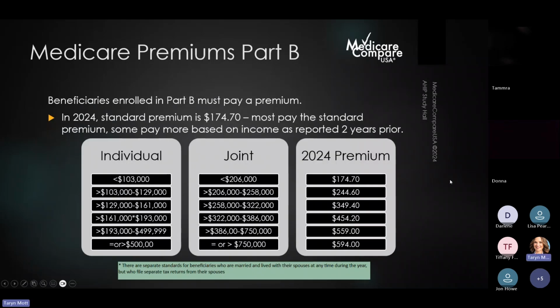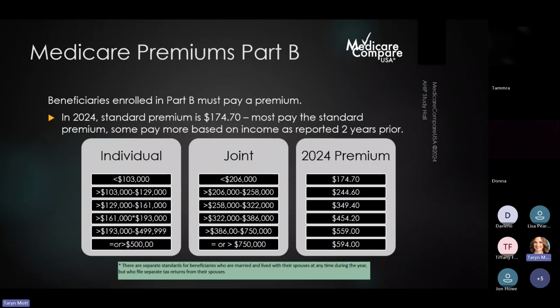Beneficiaries enrolled in Part B must pay a premium. In 2024, the standard premium is going to be $174.70. Most pay the standard premium. Some pay more based on income, as reported 2 years prior. I get that question a lot from agents and clients. How far back do they go? Especially the last time I talked to a client about this, they were working past 65 and then got offered a severance. And so they were wondering how that severance was going to affect their Social Security and their Medicare. So they go back 2 years.